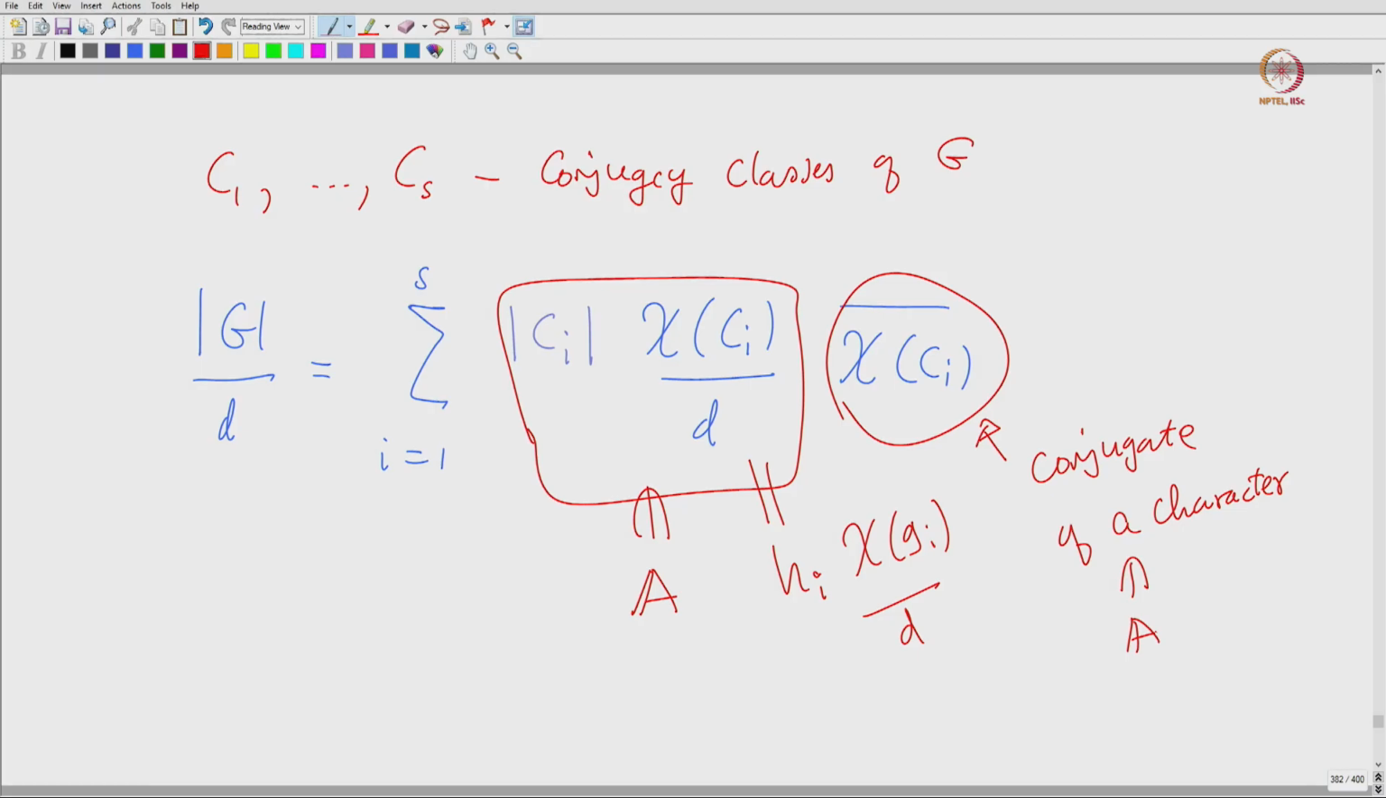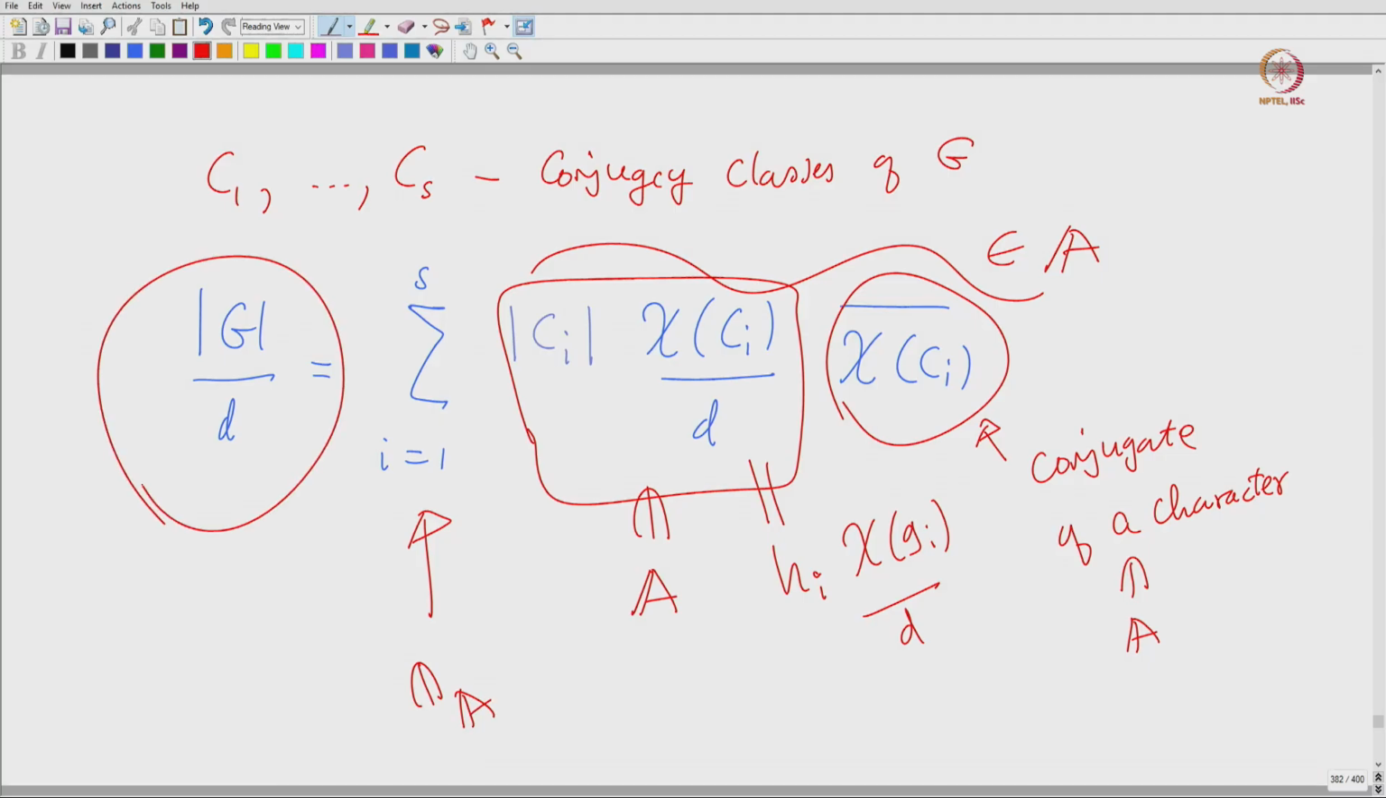Now, since algebraic integers form a ring, this product is an algebraic integer, and this entire sum is also an algebraic integer. So, that proves that the cardinality of G divided by this d is an algebraic integer. And since this lies inside Q intersection A, which is Z, that would imply that the cardinality of G divided by d is an integer. So, that proves indeed d divides the cardinality of G.